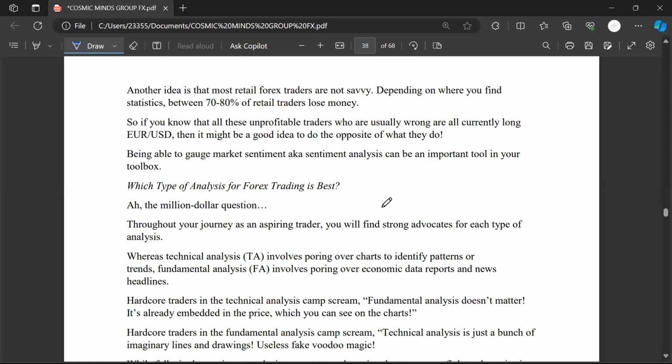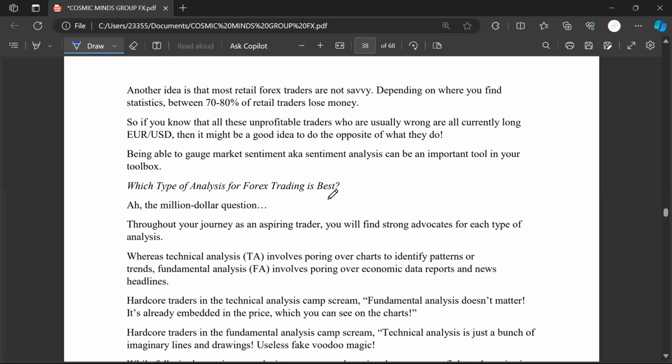So if you know that all these unprofitable traders who are usually wrong are all currently long on USD, then it might be a good idea to do the opposite of what they do. Being able to get market sentiment, aka sentiment analysis, can be an important tool in the toolbox.